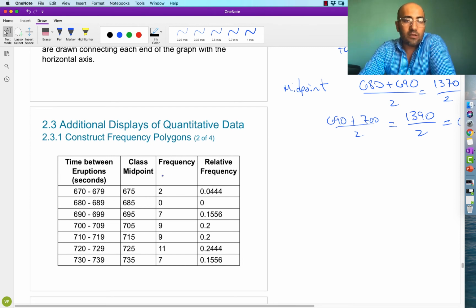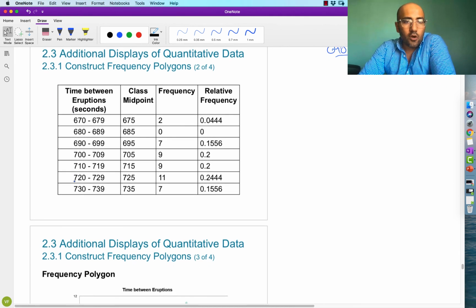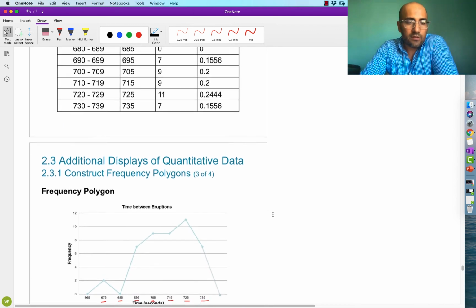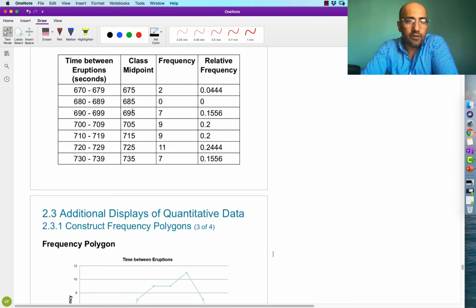We have the frequencies and the relative frequencies from before. These are the eruptions for Old Faithful. Good. Okay, so now we're going to create a frequency polygon this way. The first class midpoint is 675, and that's what this value is right here. 685 was the next class midpoint, then 695, 705, 715, 725, and 735. Those are all the class midpoints that we just found from here.